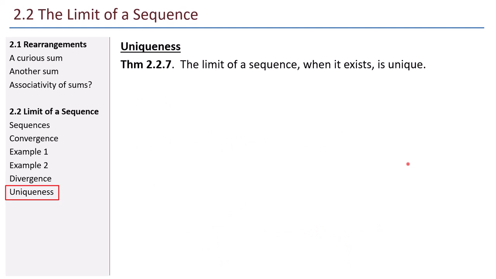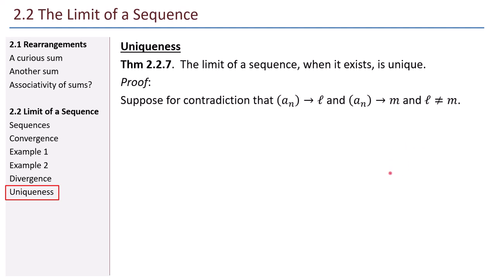All right, our last point is uniqueness, and this is an example of how we might use the definition of convergence within the proof of a theorem, the proof of a fact. So the fact here is the limit of a sequence, when it exists, is unique. Here's a proof.